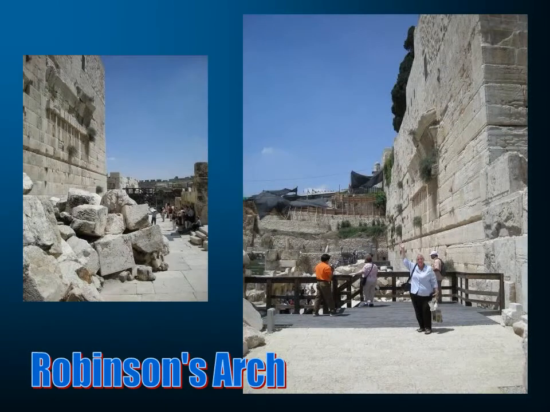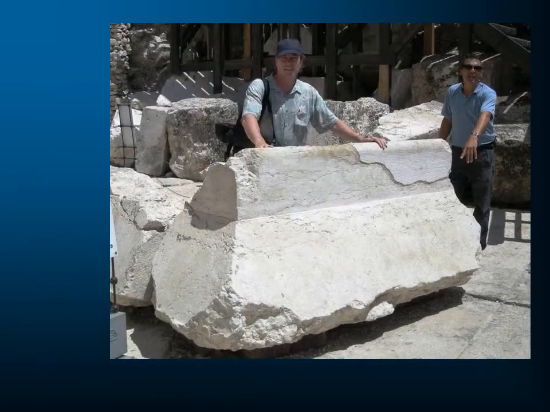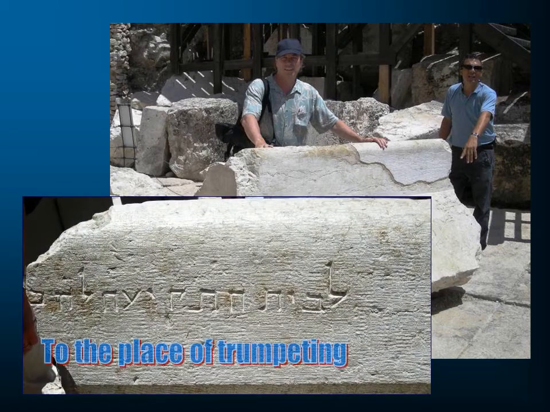Here again is Robinson's Arch, just from another angle where we can see a portion of that archway. Located down near the ground level, near Robinson's Arch, was an inscription that was found. Actually the original is now in a museum. This is a museum replica, but they have placed it down where it was originally located. It was tossed down from the top when the temple was destroyed. And the inscription says, "To the place of trumpeting."